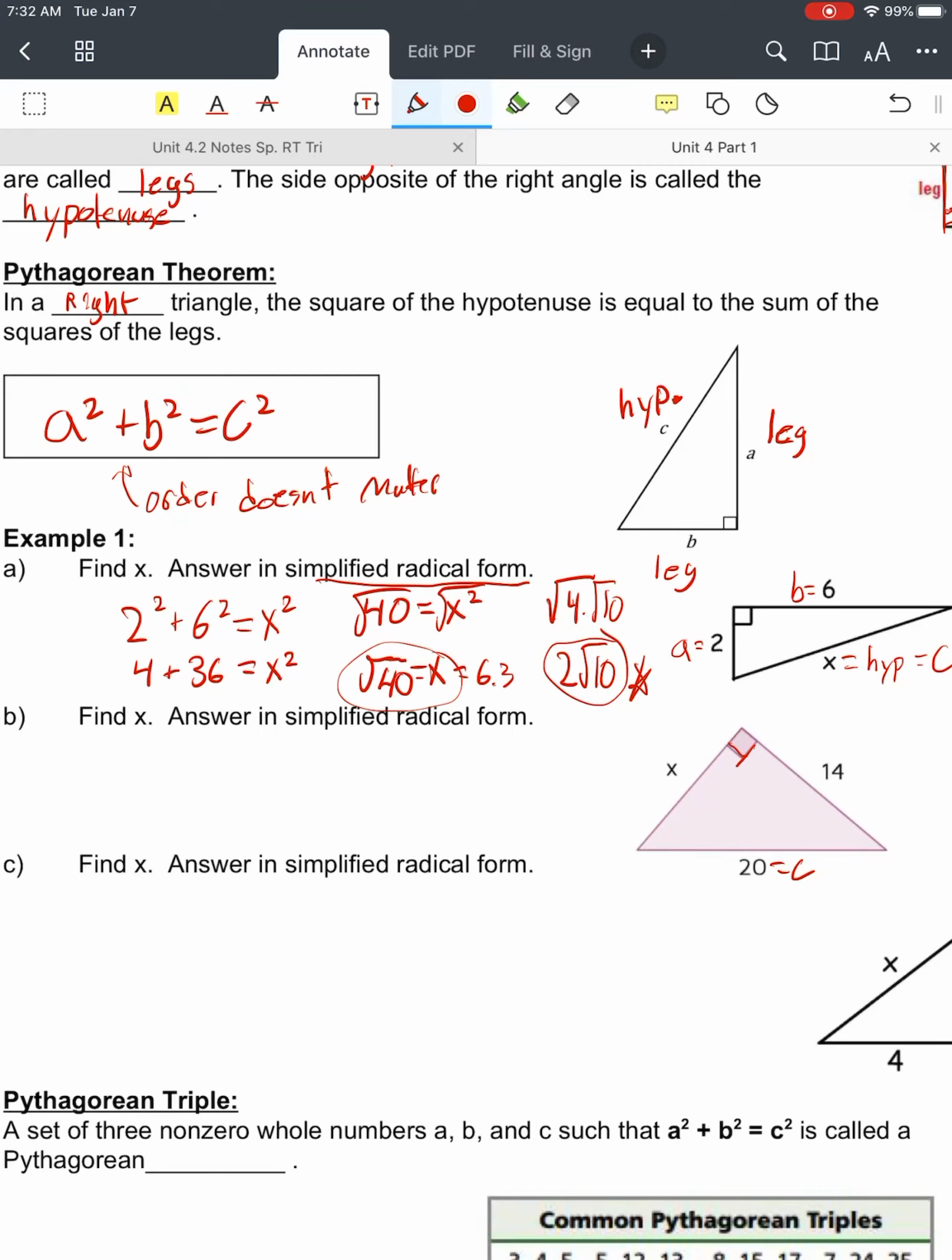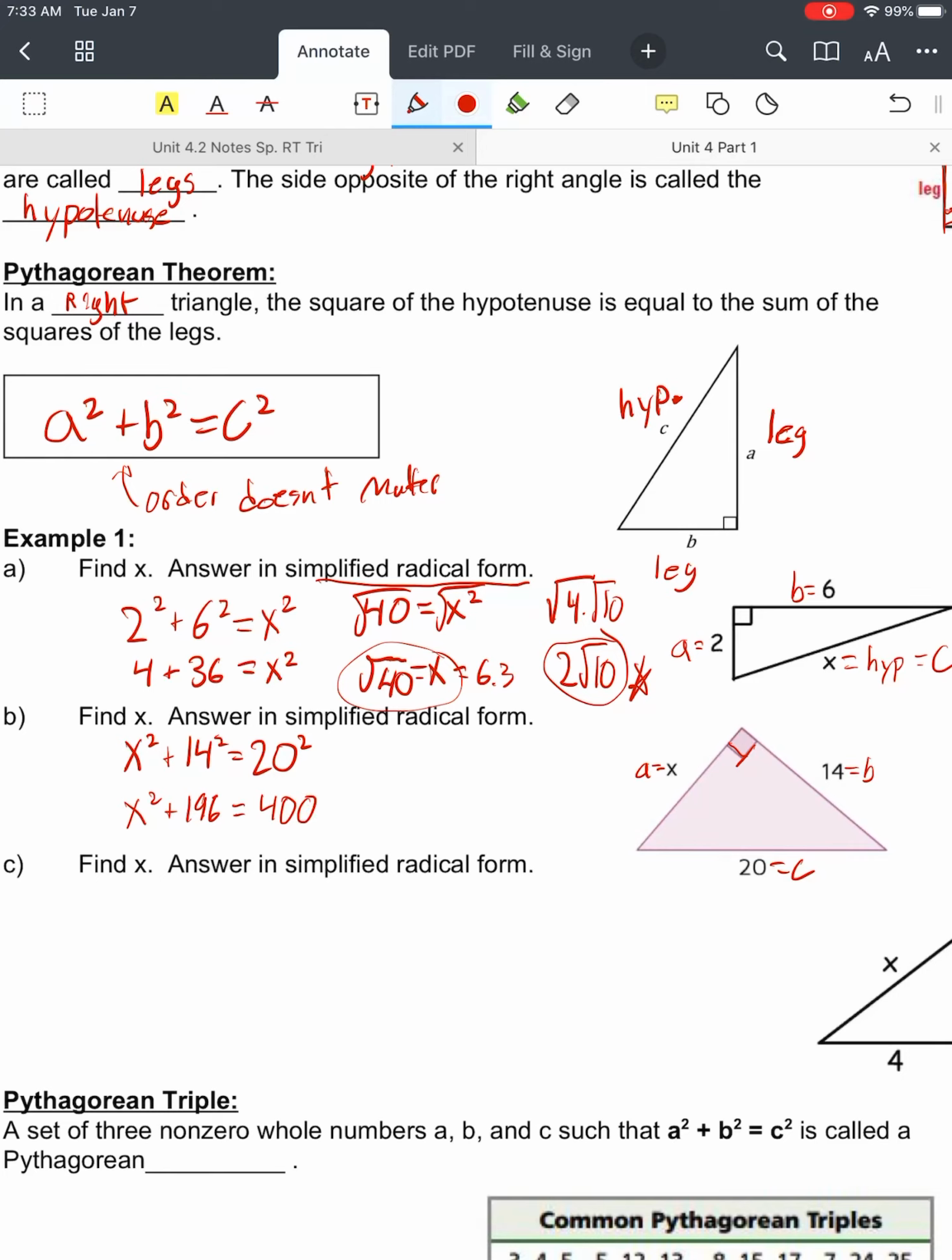It doesn't matter which one is our a and our b for the x and the 14, because again, order doesn't matter with those. When I plug those into our Pythagorean theorem, we have x squared plus 14 squared equals 20 squared. We can simplify these expressions. We don't know what x is, so we'll leave it as x squared. 14 squared is 196. Feel free to borrow a calculator if you don't have that one memorized. 20 squared, 20 times 20, is 400.